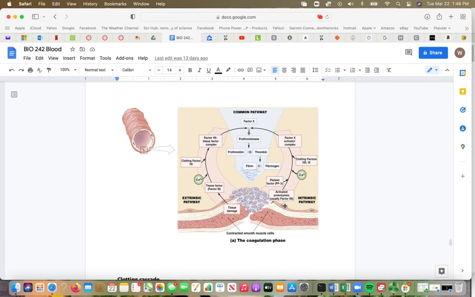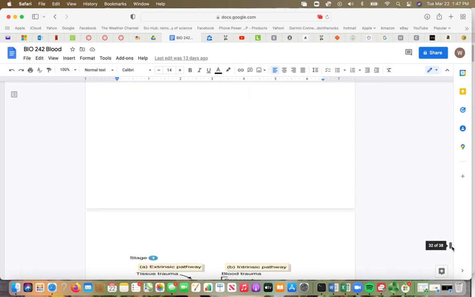For the intrinsic pathway, you have activated proenzymes, so it's usually factor 12, platelet factor 3, calcium comes in, clotting factors 8 and 9, and then factor 10, activator complex. So once you get to this factor X, then you have prothrombinase, prothrombin, thrombin, the fibrinogen comes in, and you make the fibrin. So extrinsic if it's from the outside, intrinsic from the inside, they come together in that final common pathway.